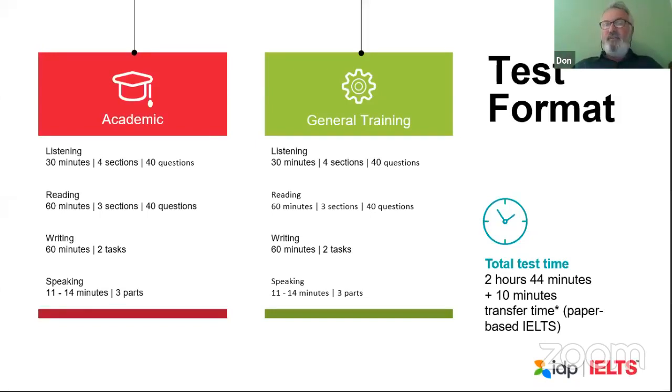Listening takes about 30 minutes with 40 questions. The reading takes 60 minutes with 40 questions. The writing takes 60 minutes with 2 tasks. And the speaking will take about 14 minutes in most cases. And there are 3 parts to that speaking. As I said before, the academic and the general training are very similar, except for the reading and the writing.